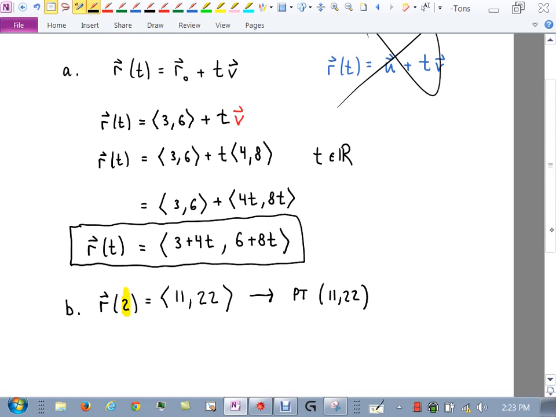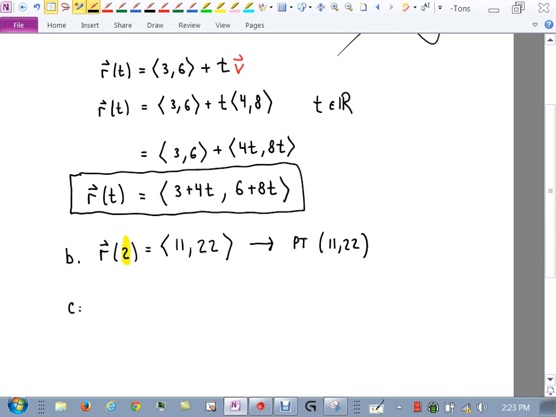Okay, part C. Find the parametric equations of the lines. So parametric equations, since we're in two-dimensional space, we should have an equation for x and an equation for y. And these are very, very obvious. Once you've gone here, these are your two equations, right? This is what x is. X depends on t, y depends on t. So you just put those two here. Those are your parametrics.